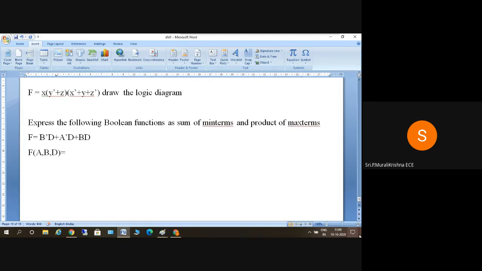Okay, so in the first term A is missing, in the second term B is missing, and in the third term again A is missing. So what I have to do is multiply with 1. Each and every term is multiplied with 1.